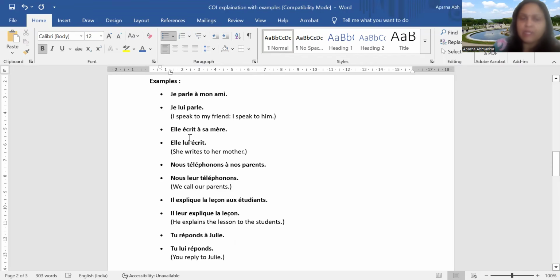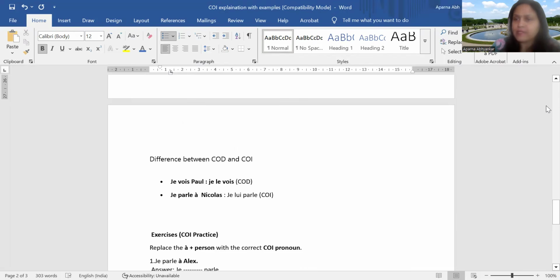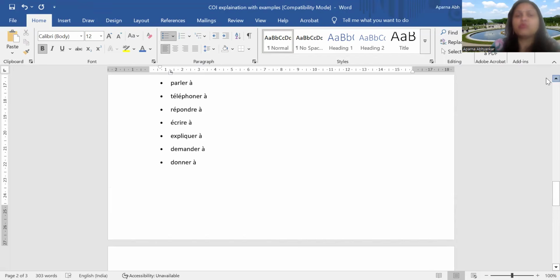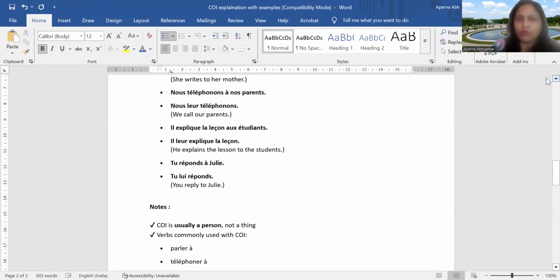See the next example. Elle écrit à sa mère. Okay, so elle écrit à qui? Elle écrit à sa mère. À sa mère is the third person singular feminine. We again replace it with lui. Elle lui écrit, it becomes. She writes to her mother. She writes to her. So these are very simple examples. I will suggest that you note down these examples as well in your notebook.